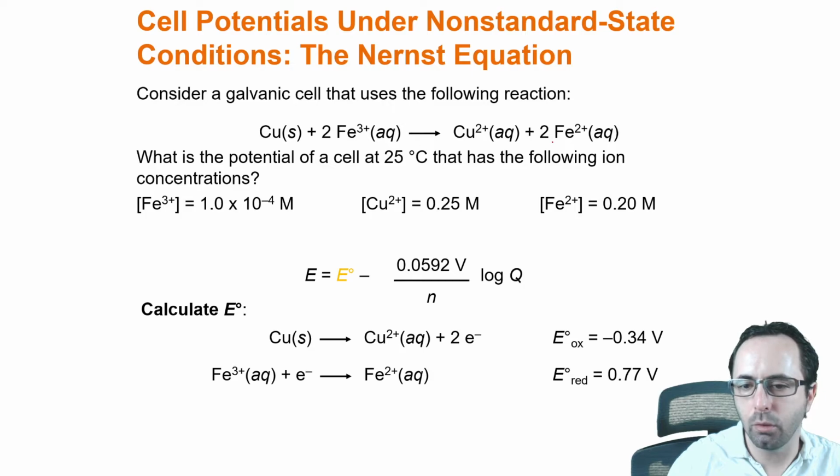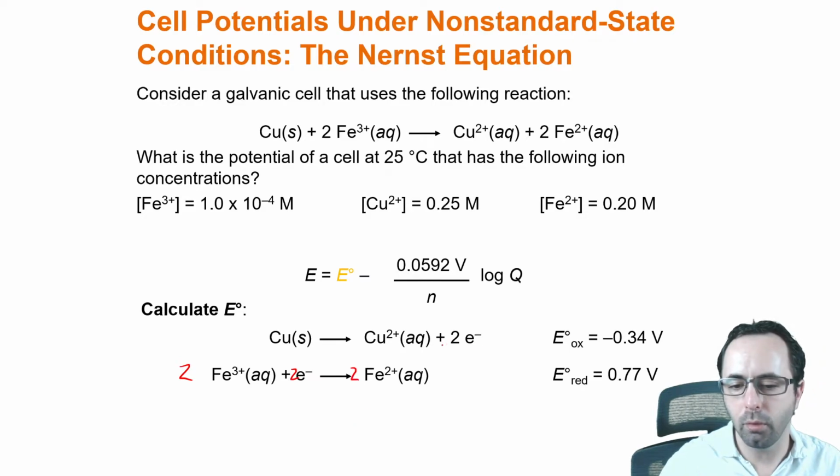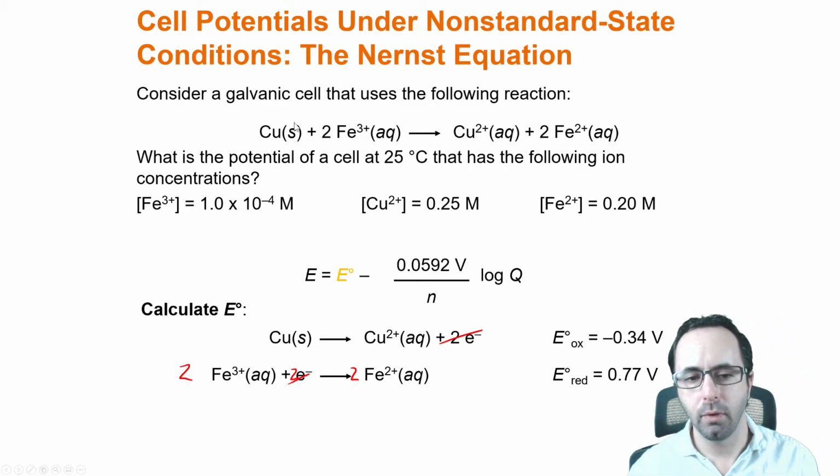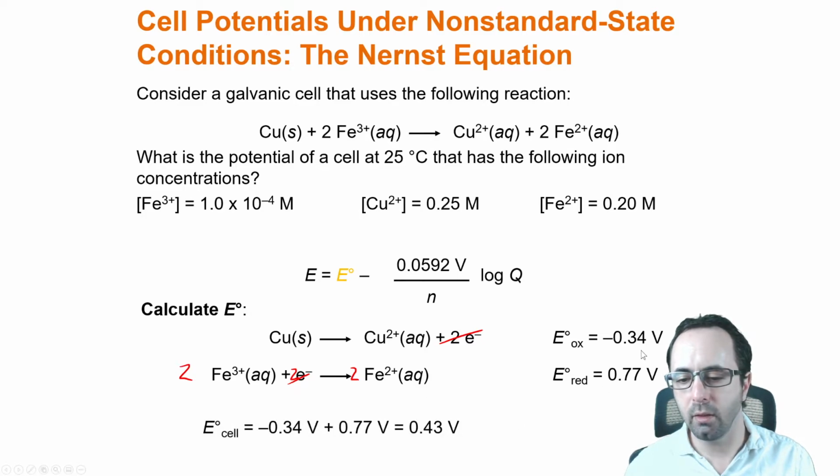Notice that there's 2's in front of the iron. This is because we need to multiply everything by 2 here in order for the electrons to cancel out, and they must cancel out. So overall, we get the reaction copper plus 2 iron 3 pluses plus copper 2 plus makes 2 iron 2 plus. And then to get the overall reaction, we add the oxidation potential to the reduction potential, and we get 0.43 volts.